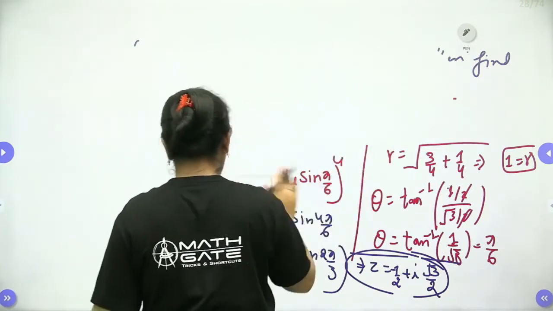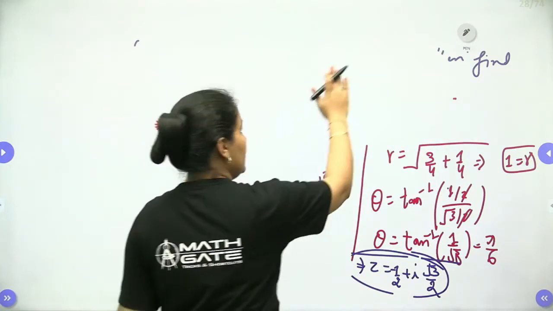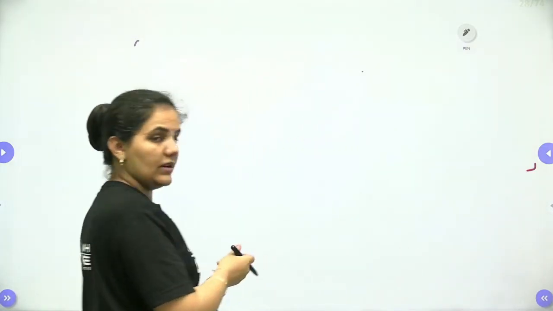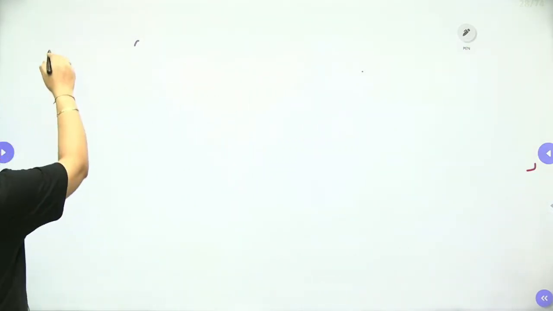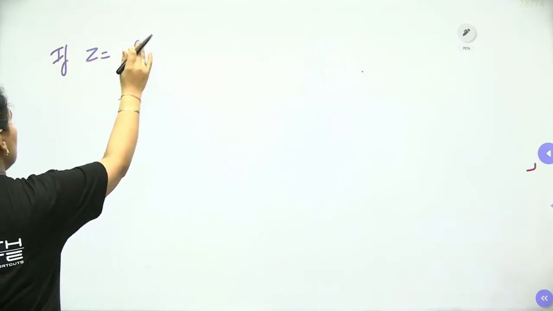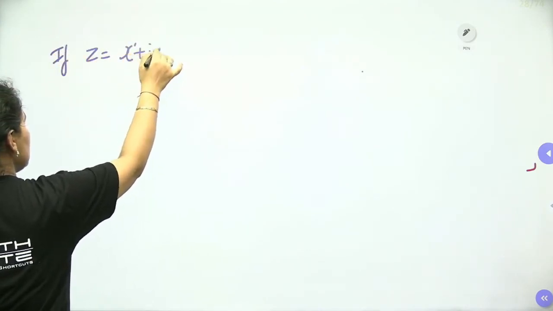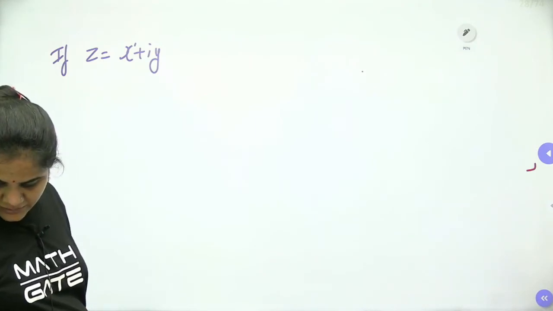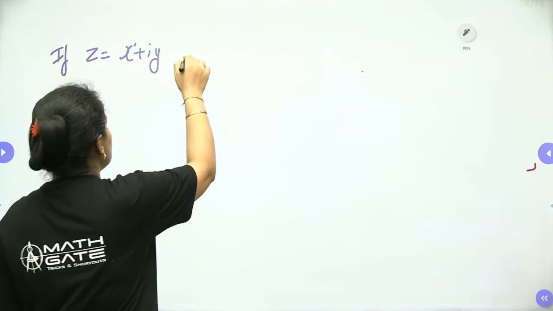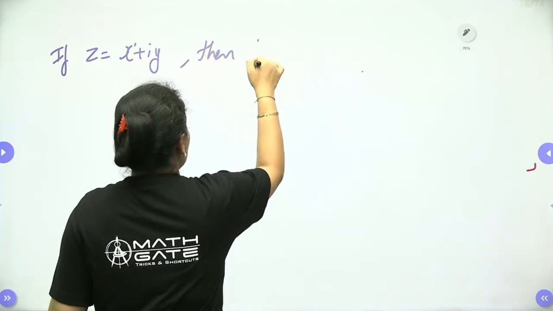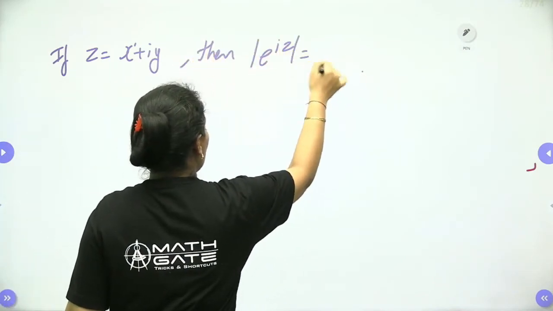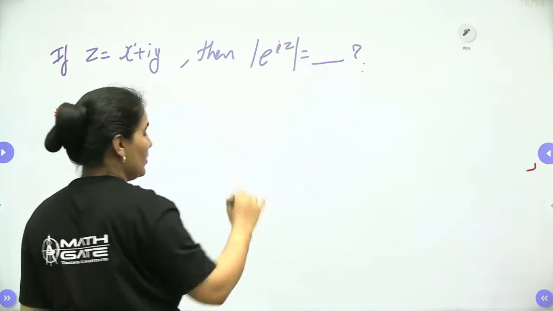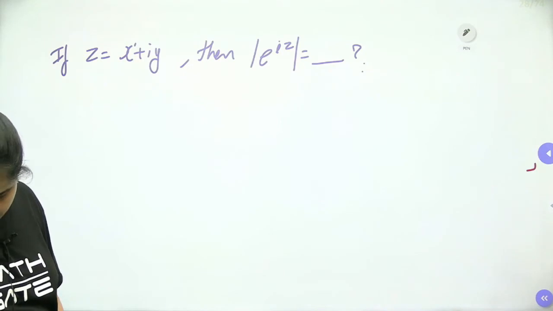The next topic is singularity and analytic functions. So the question is: if z is equal to x plus iota y, where x and y are real values, then the value of mod of e to the power iota z is equal to what? Mod of e to the power iota z is what, right?